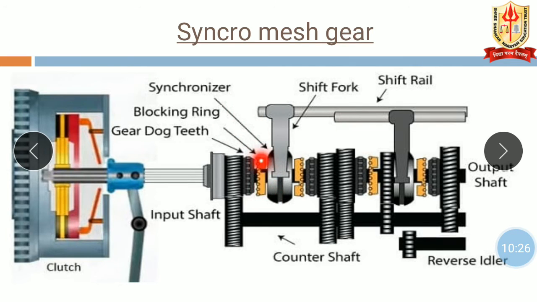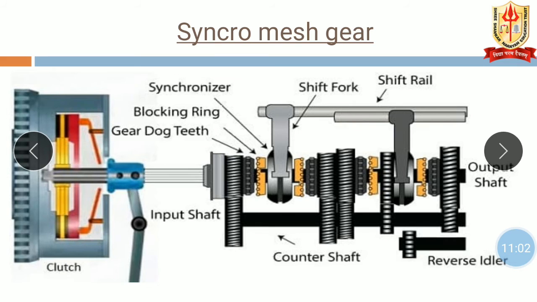Okay, what happens in this synchronizer? Let's first see all the components. So this is the clutch, for engaging and disengaging the power from the engine to the gearbox. Then we have the blocking ring, then gear dog teeth, shifting fork, number of gears, this is the counter shaft, this is the main shaft, or you can say this is the lead shaft, this is the main shaft, and these are the reverse idler gears.